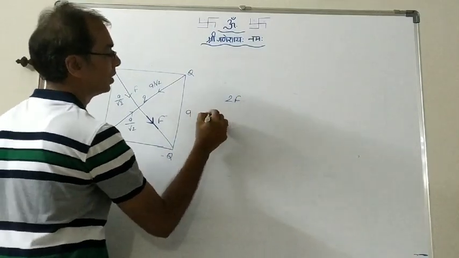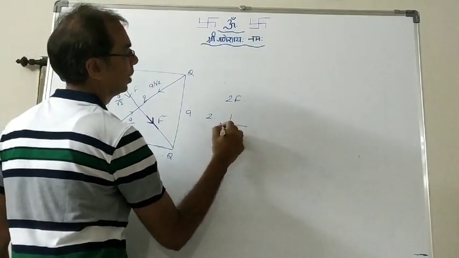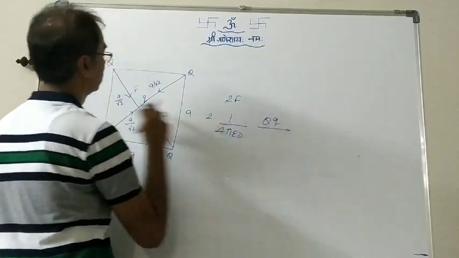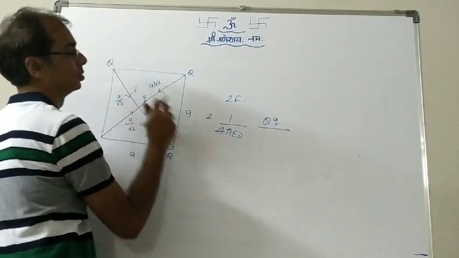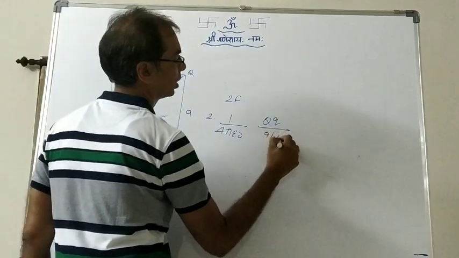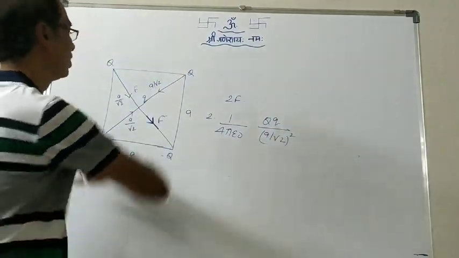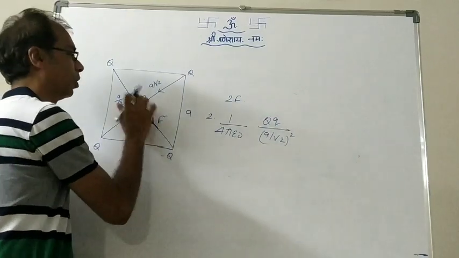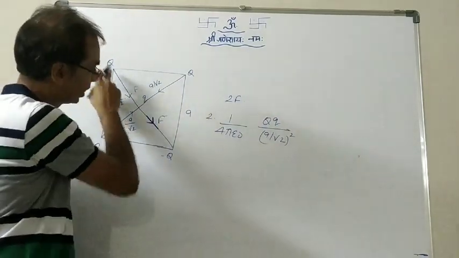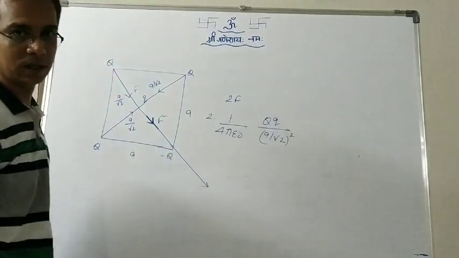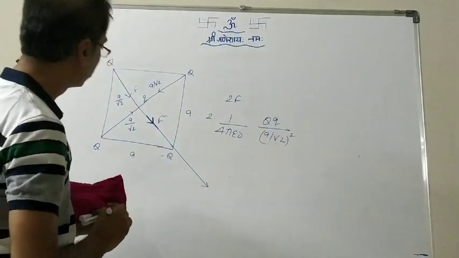So let's write what F is then. F will be 1 by 4 pi epsilon naught Q. The separation is how much? A by root 2. So A by root 2 whole square. That will be the force because of all 4 charges on small q. What will be the direction? The direction will be like this, diagonally towards minus q in this particular case. More changes we can do.